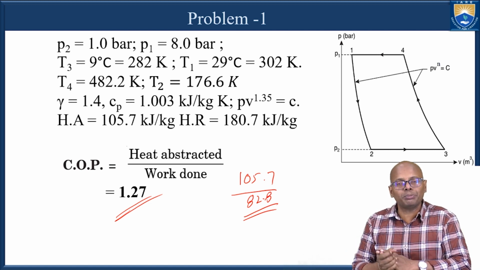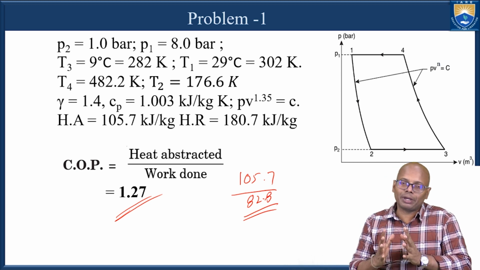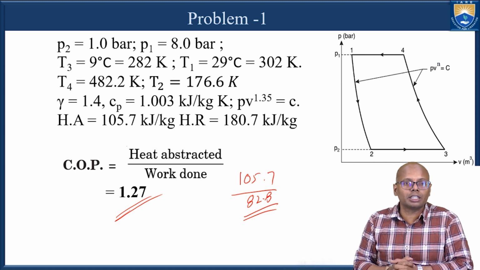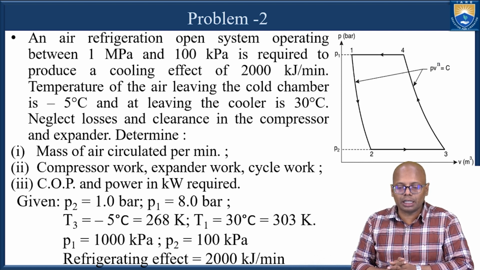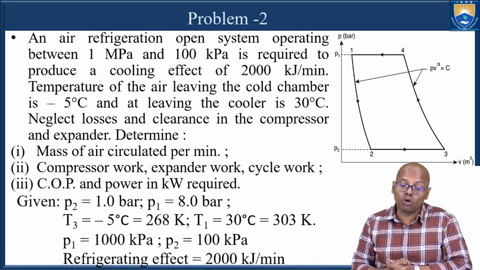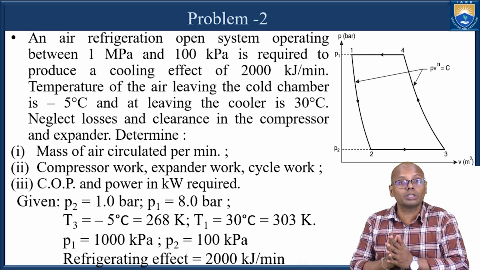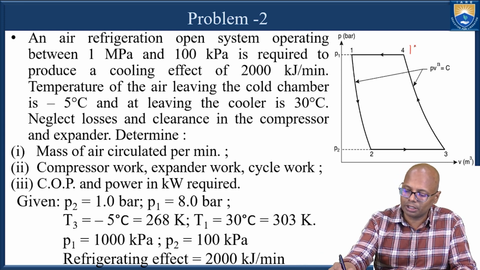So this is a simple problem that we have discussed. Now we will see another problem wherein the expansion and compression processes are governed by the isentropic law. We will read out the problem. An air refrigeration open system operating between 1 megapascal and 100 kilopascal. 1 megapascal means 1000 kilopascal. So the highest pressure is 1000 kilopascal, that means P1 is 1000 kilopascal.